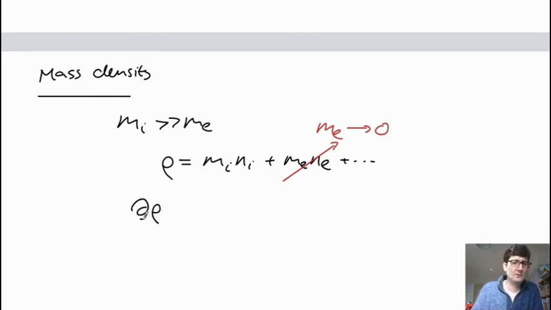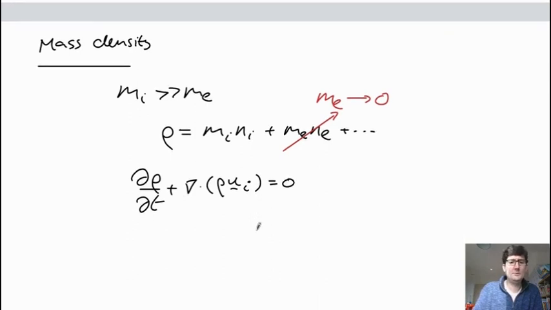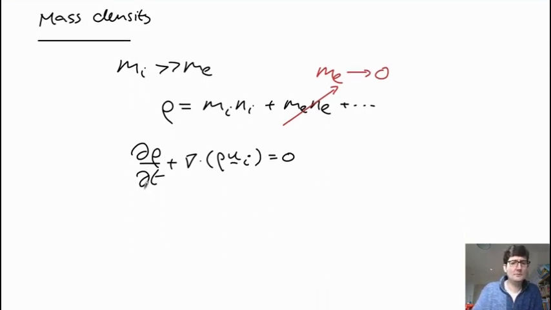So we end up with just d rho by dt plus divergence of rho u, and now this is the flow of ions, so it's the ion velocity here, is equal to zero. And this is essentially the same as the fluid equation for the mass density. I've done this here by neglecting the electron mass.